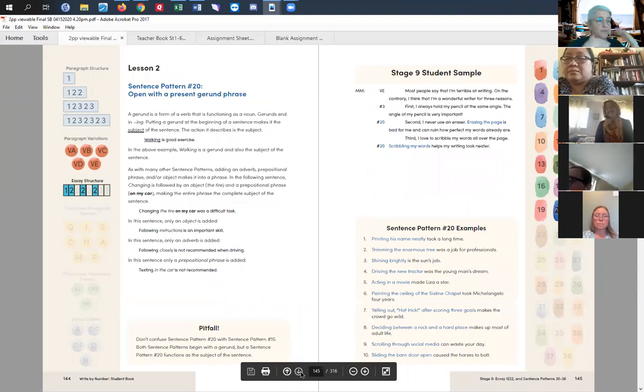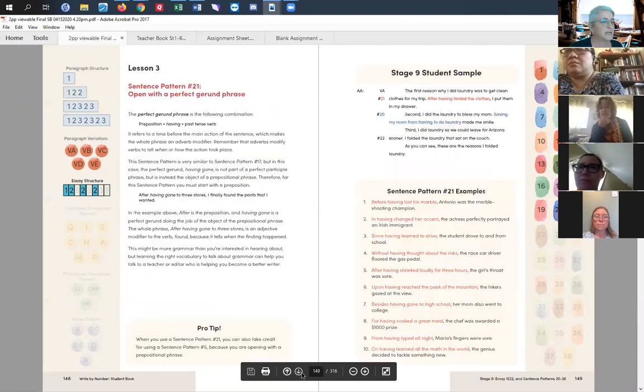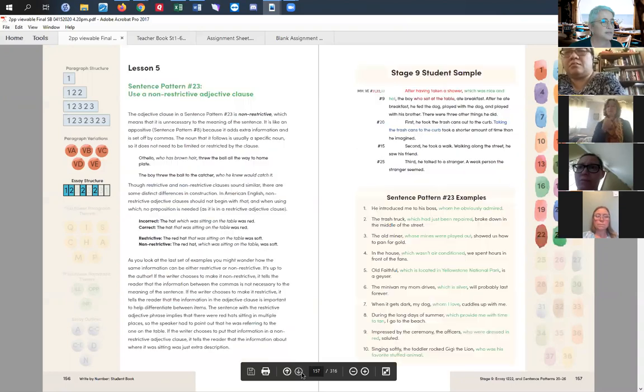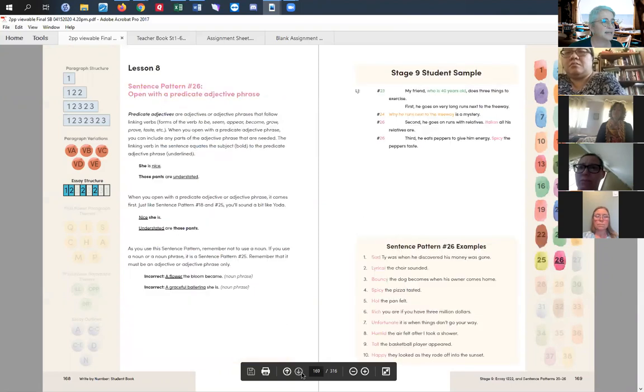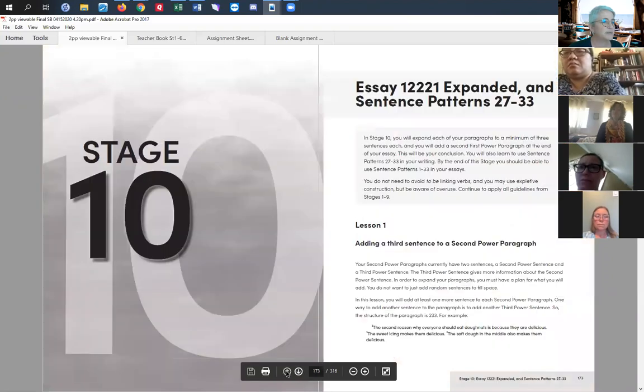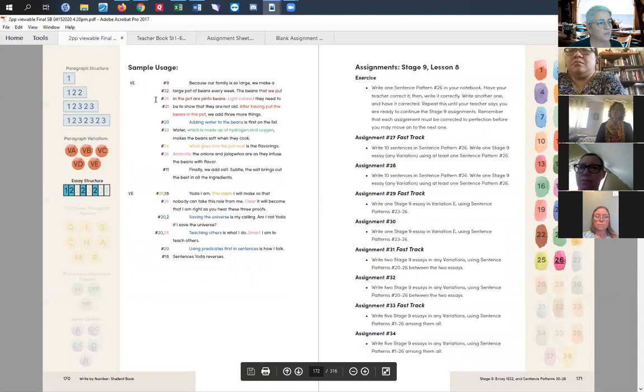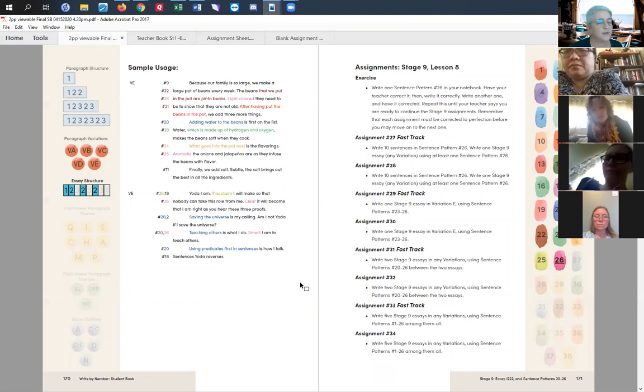Okay, so we've split it up. That's all we do at this stage. You can see the structure over here. Here's our structure, 1, 2, 2, 2. And we're adding more sentence patterns again. I'm going to flip through this so you can see this in the book. And we get to the end of stage 9. So you can see here, these are some examples of what these paragraphs look like. And I put the colors in there so you can see how they're used.